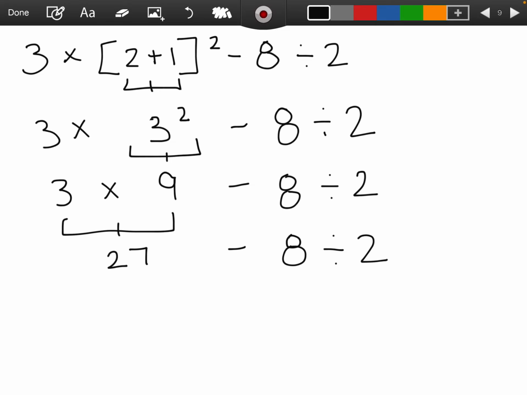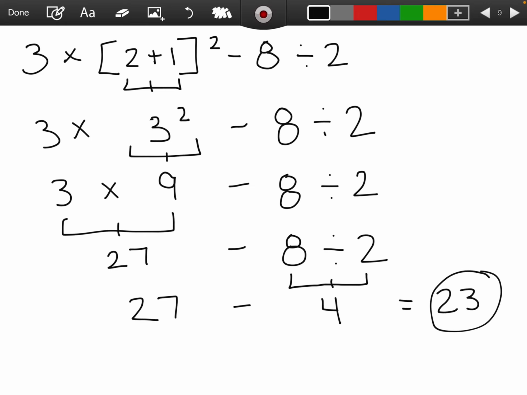So are we done with multiplication and division yet? Nope, we still have division to do. 8 divided by 2 becomes a 4. Bring down the rest of the numbers, and we're left with 27 minus 4, which equals 23.